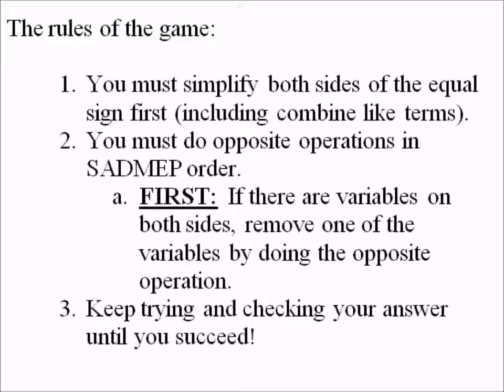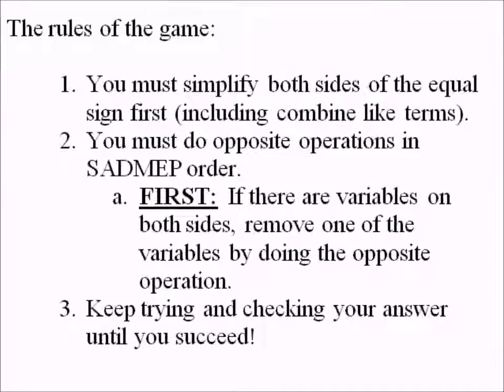So we can rewrite the rules of the game just a little bit, the ways to solve. Notice the first and second steps look identical, and so does the third, but in the second step I inserted something. When you're doing opposite operations in SADMAP order, first, if there are variables on both sides of the equation, remove one of the variables by doing the opposite operation. I have another example here in a second. It's going to be a little bit more complicated.